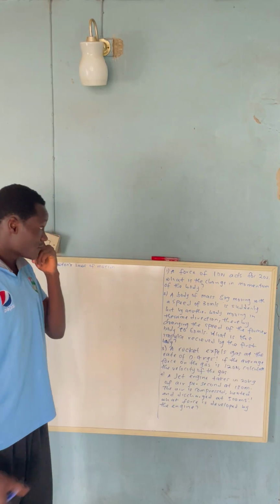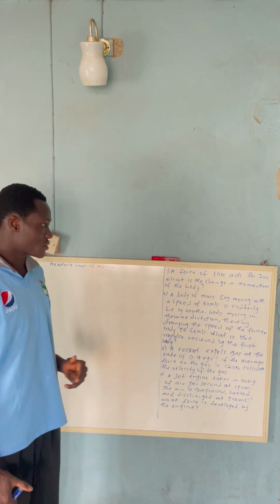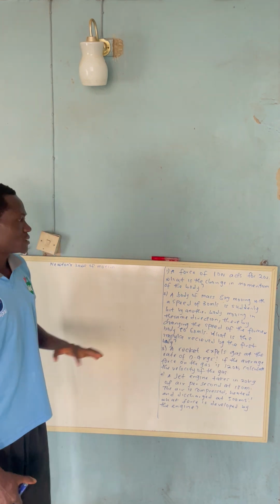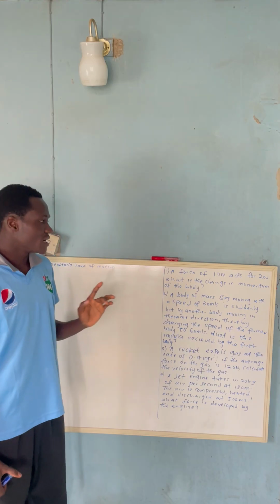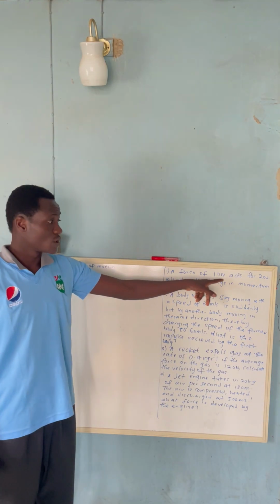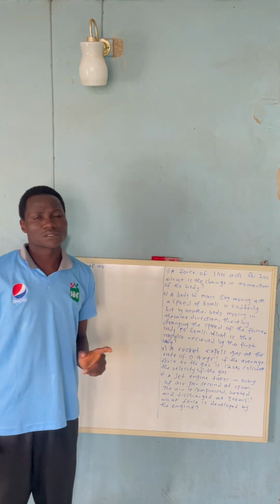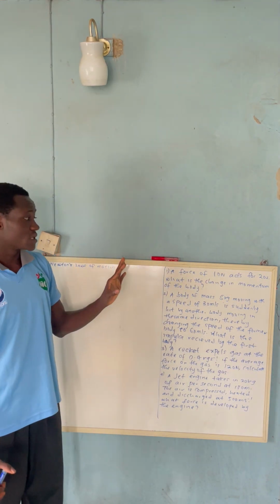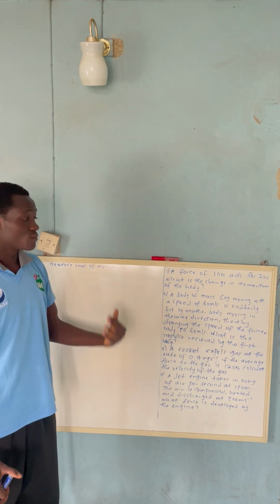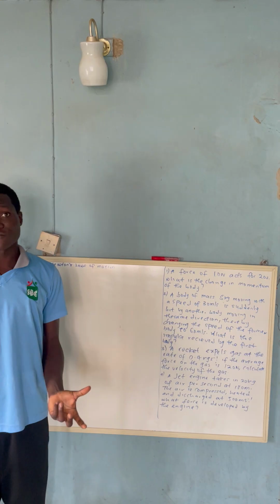It says that a force of 10 Newton acts for 20 seconds. What is the change in momentum of the body? If you look at the parameters here, you notice we have force, which is 10 Newton. We have time, which is 20 seconds. That should tell us that we are dealing with the second law of Newton, which says that the rate of change of momentum is directly proportional to the applied force.